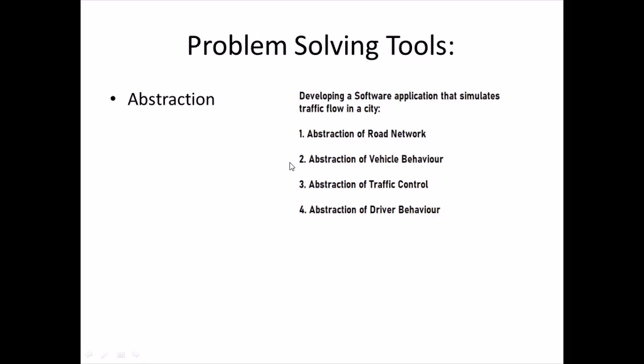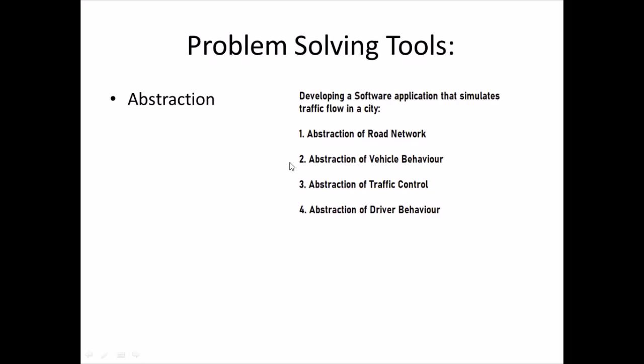So you can decide to look at the road network, develop it separately, look at vehicle behavior, do that separately, traffic control and driver behavior all separately. Then you integrate everything together to come up with the software application. Overall, managing complexity through abstractions helps in breaking down complex problems into more manageable parts, just as we have done in this example. It enables effective problem solving and solution development.